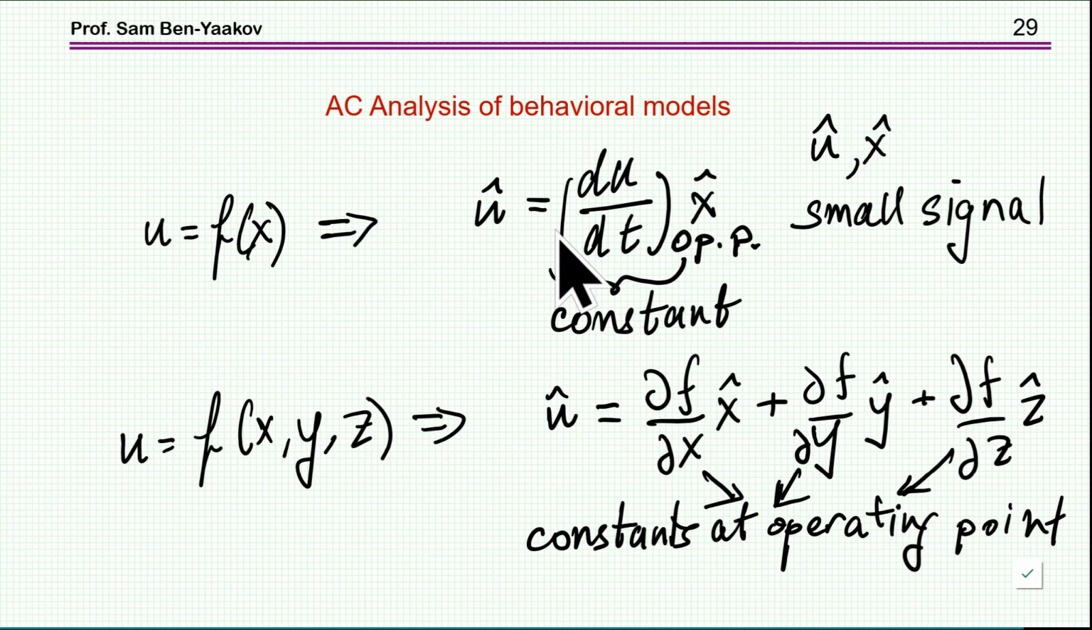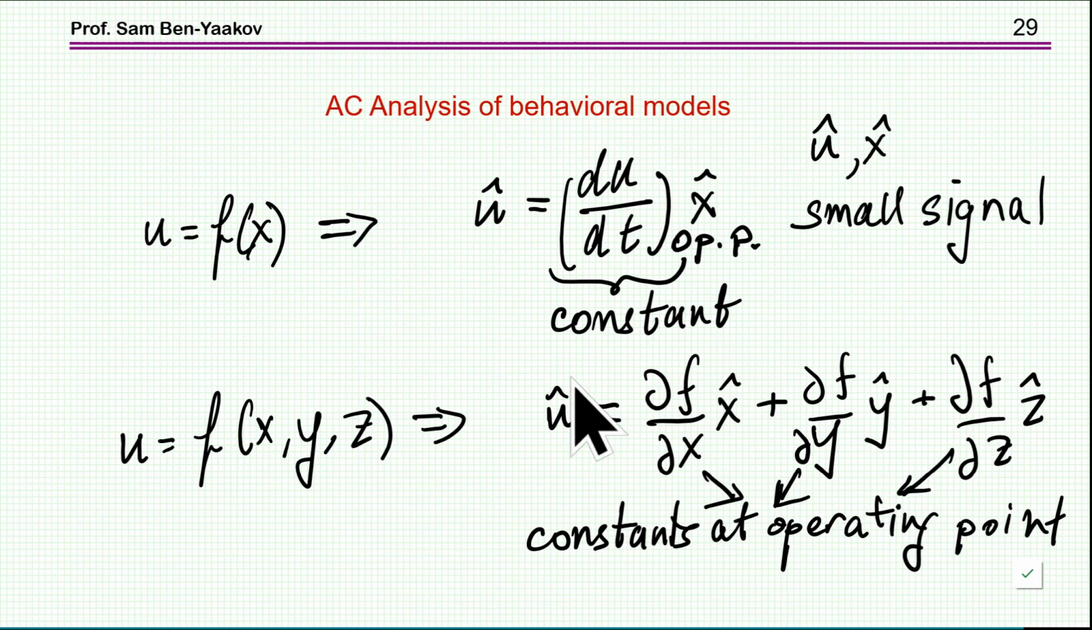So this is a one-dimensional function, or two-dimensional you might say, like the diode. But what if you have a function of many variables, like x, y, z? The definition of linearization is the partial derivative of this function, okay? So the small signal here is equal to the partial derivative of this function with respect to the first variable times the small signal x, plus the partial derivative with respect to y times small signal y, and the same thing for z.